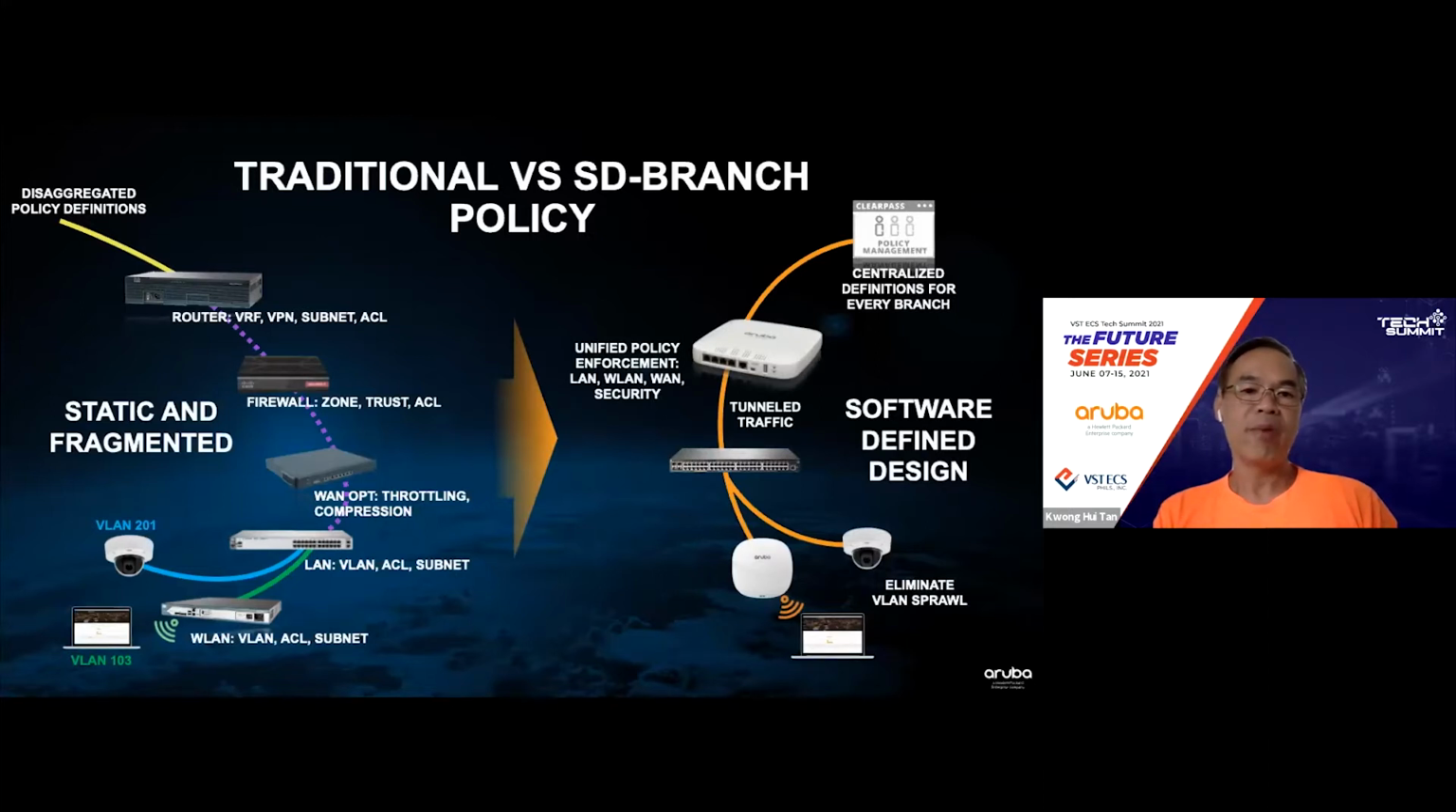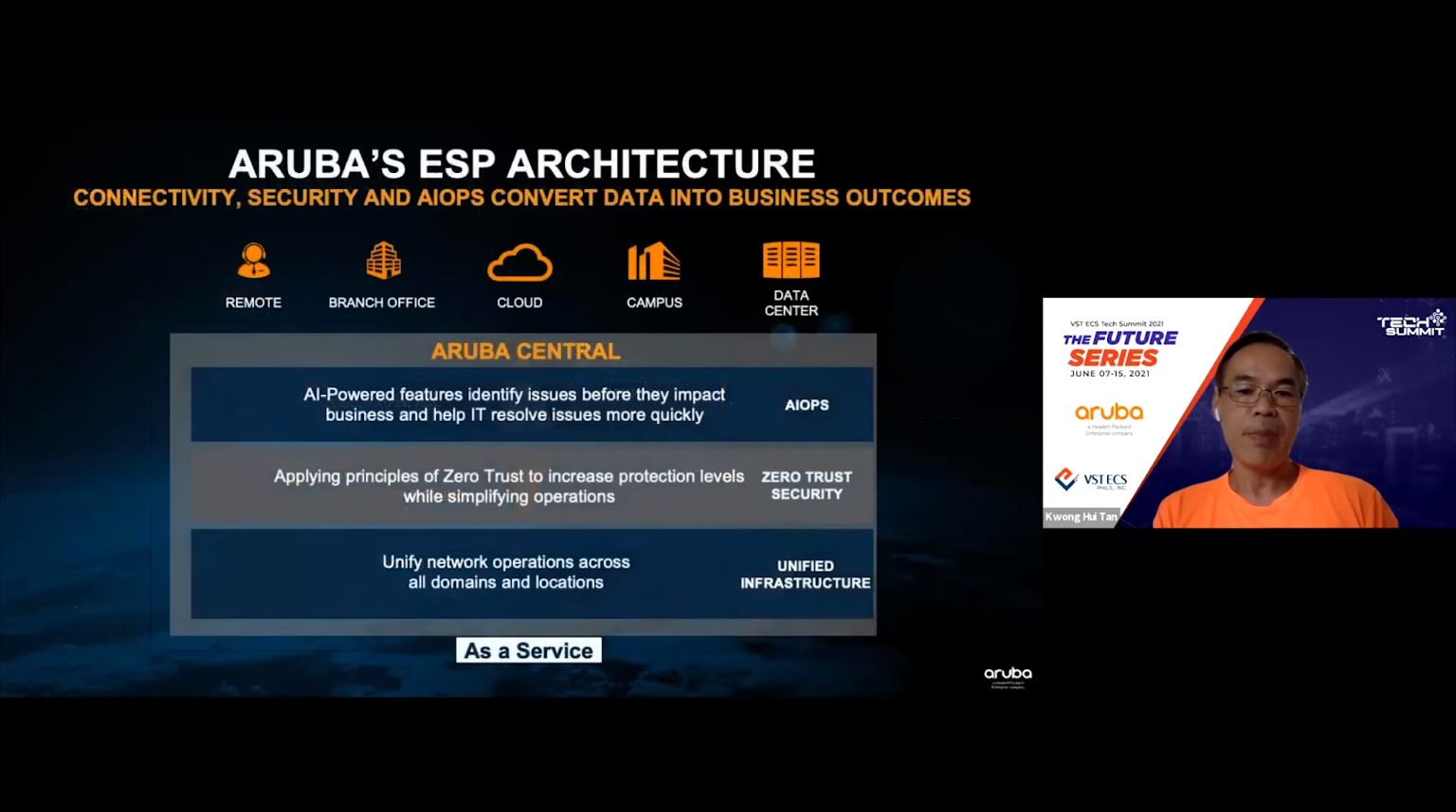What Aruba aims to do with SD Branch is that we actually integrate firewall and WAN optimization into one single gateway, which you guys are familiar with, and I'll talk about that later on in my next few slides. It allows you to deploy the Aruba gateway at the branch office and even at the data center to optimize, and with Aruba Central, use single pane of glass management encompassed with zero trust security, with AI Ops, unified infrastructure. You are now able to manage everything from that single pane of glass management.